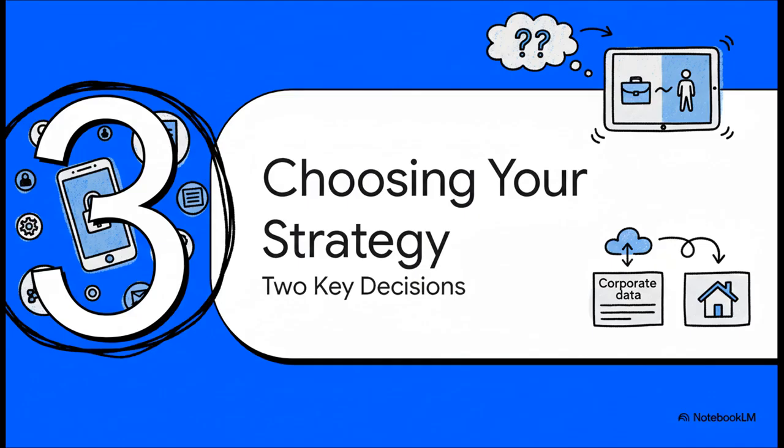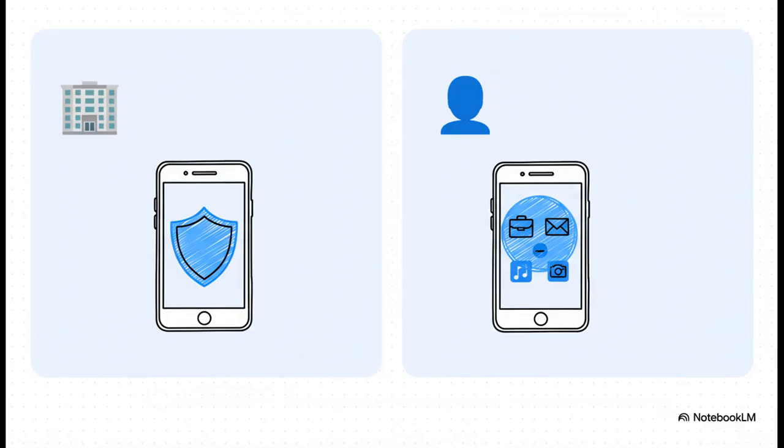Okay, so if you're an IT admin, how do you actually make this happen? Well, it all starts with a couple of key decisions up front that really shape your security strategy. Let's break those down. The first big choice is all about how much control you need.